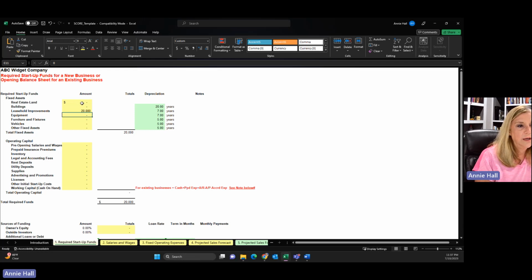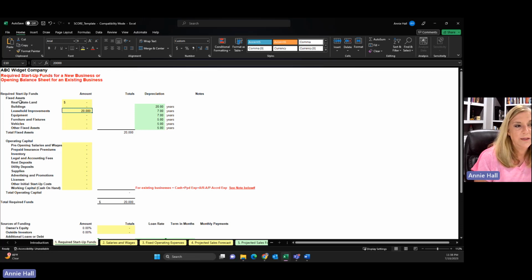So if you look here, real estate, land, remember we're only typing in yellow or green spaces. So I'm going to talk about each one of these so that you'll know what goes in the blank if it applies to you. The first section we're going to look at here is what we call startup funds, fixed assets. An asset, if you remember from your accounting classes, is something that you own. It is something of value that belongs to you. So whenever you purchase a fixed asset, the purchase price determines its value at the time you purchase it.